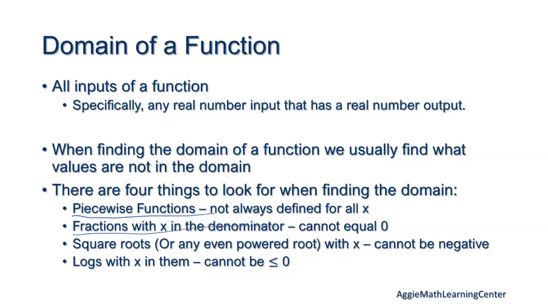If there's an x in the denominator, it can't equal 0, so in this case, x can't equal 0, but in this case, x can equal negative 5. These are good things to remember. Square roots.